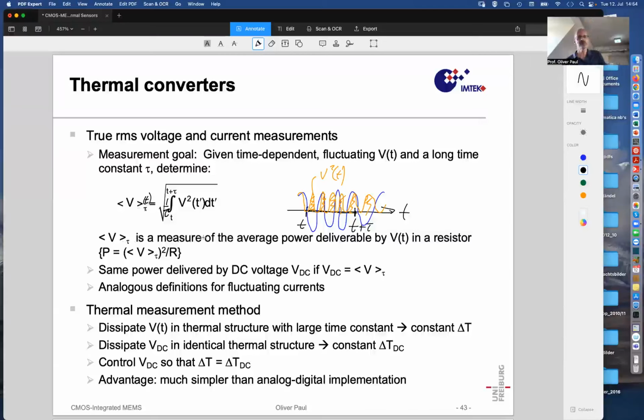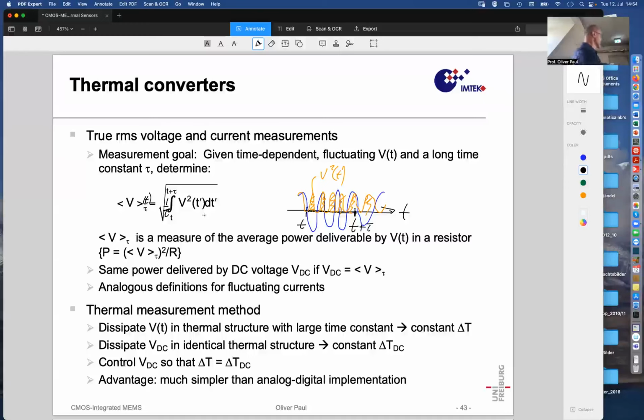So V of t is a measure of the average power deliverable by V of t in a resistor, according to its equivalent V tau square over R. It's the same as the V square of t over R averaged over time.